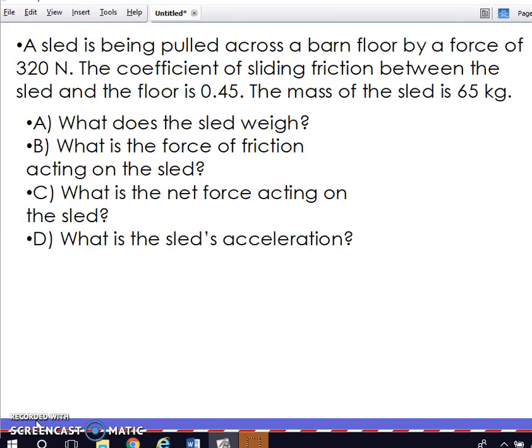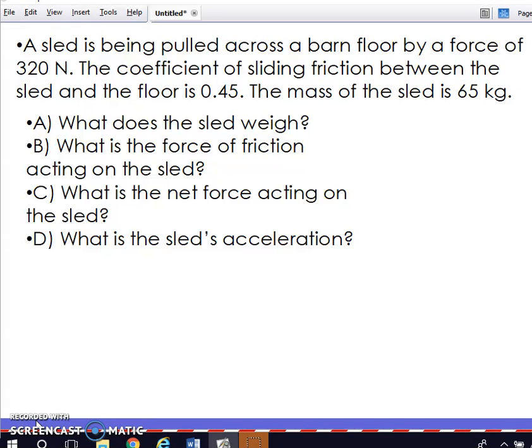Alright, so we have a sled that's being pulled across the barn floor by a force of 320 newtons. It doesn't say anything about being pulled at an angle, so I'm assuming that it is parallel to the floor. No need to use sine and cosine. Now the coefficient of sliding friction between the sled and the floor is 0.45. And the mass of the sled is 65.